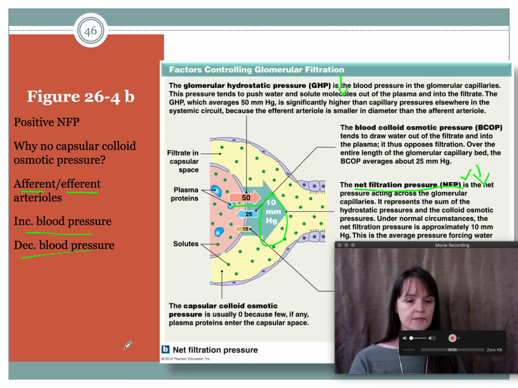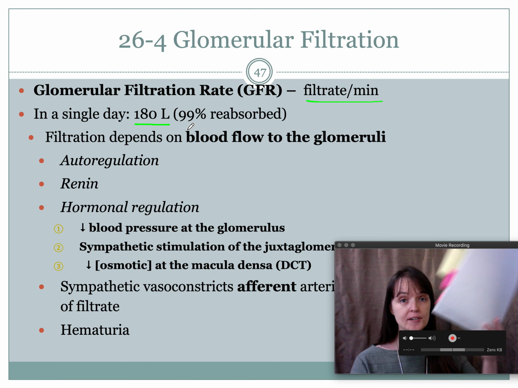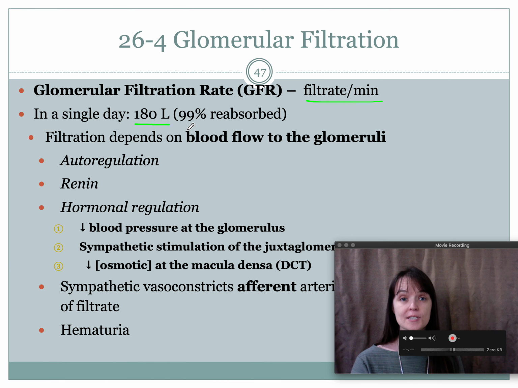The glomerular filtration rate, here we go, is the amount of filtrate produced per minute. It is about 125 milliliters a minute, and 10% of the renal artery output becomes filtrate. In the course of a single day, you make 180 liters. You don't have 180 liters, but you make 180 liters of filtrate. So the entirety of your liquids get filtered numerous times a day.